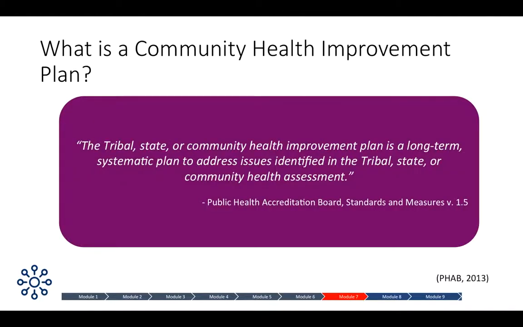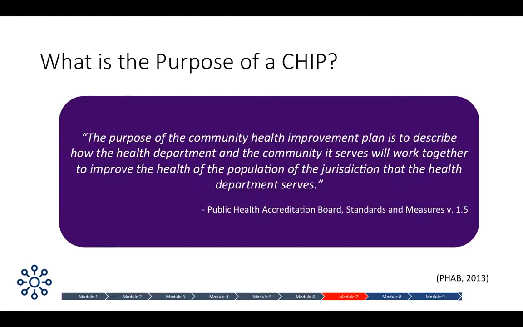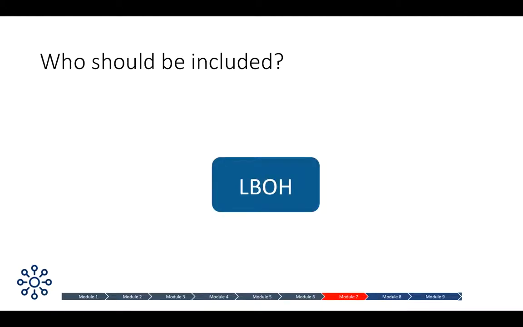So, what is a community health improvement plan? It is a long-term systemic plan to address issues identified in the tribal, state, or community health assessment. So then what is the purpose? The purpose of the Community Health Improvement Plan is to describe how the health department and the community it serves will work together to improve the health of the population of the jurisdiction that the health department serves.